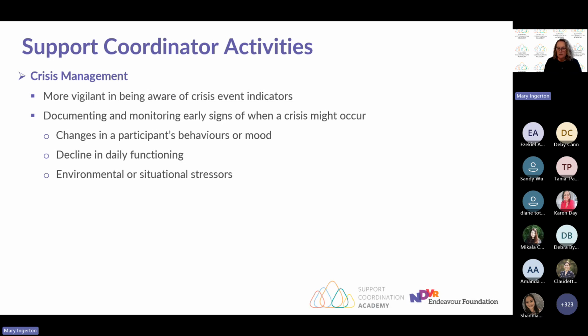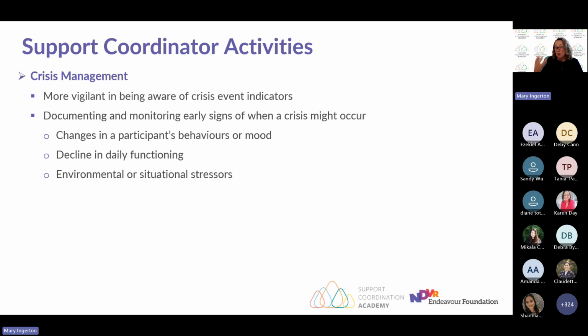So needing to document and monitor early signs of when a crisis might likely occur, and assisting a participant to be more proactive as a support coordinator, starting to put mitigation strategies in place. Again, planning ahead. So these could be in relation to changes in a participant's behaviours or moods. So if you're working with a participant, you might see a sudden withdrawal from services, or changes in their behaviours. So their behaviours might become more aggressive. There might be agitation or emotional distress. So you might start to see some signs and changes in moods or behaviours.